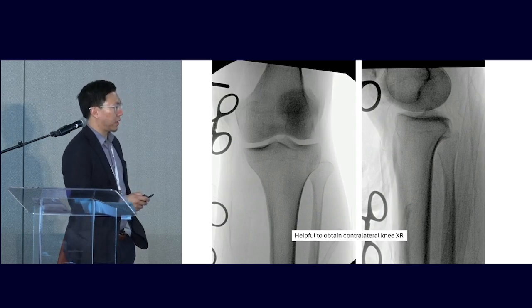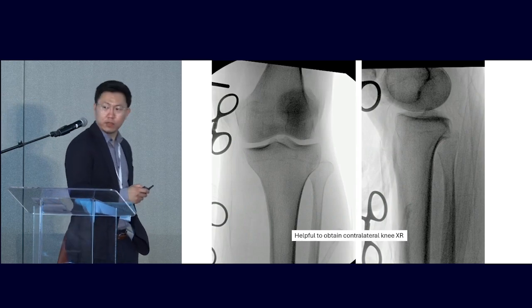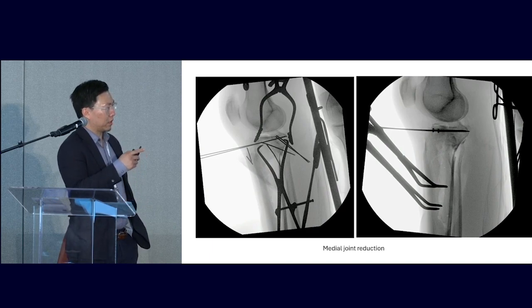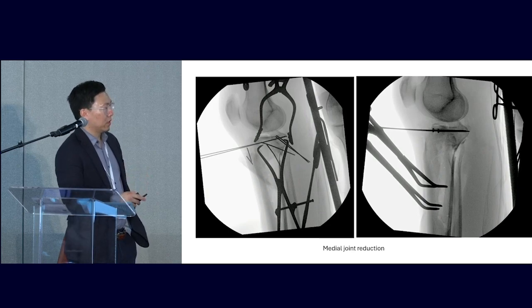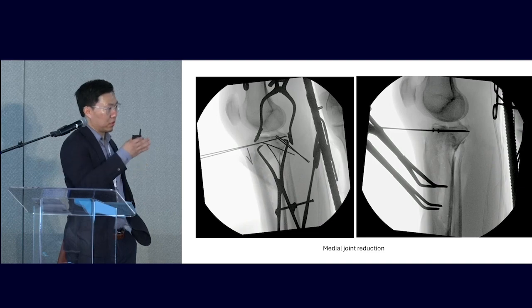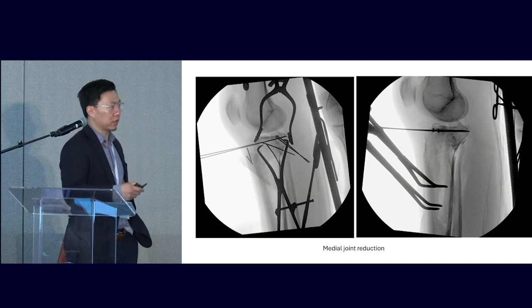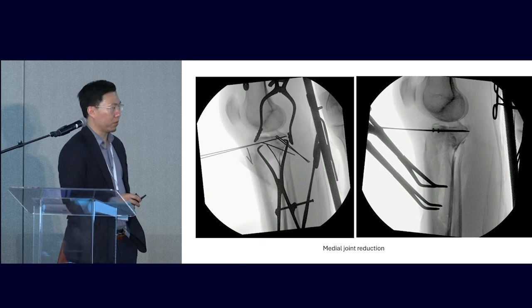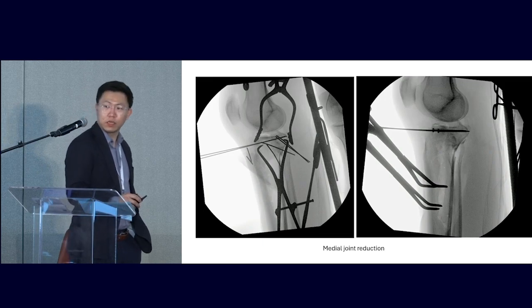I guess the first thing, getting contralateral knee x-rays can be helpful. The first thing I did, like you said, was provisionally reduce that long metaphyseal fragment, and then I got the reduction of the joint. Oftentimes I use fluoro, but sometimes if I need to directly visualize it, I make a little longitudinal split in the MCL. And then in this case, I put a couple of lag screws A to P to try to compress that split.